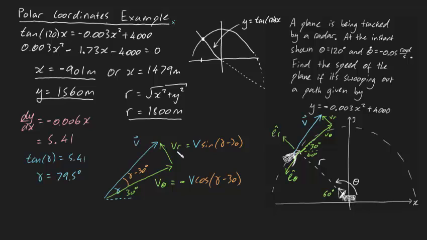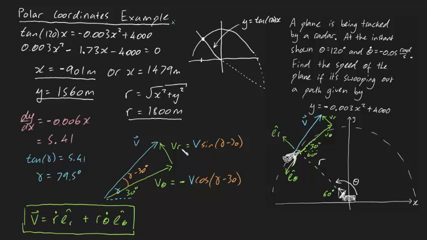So now that we've got VR and v theta, we can use the polar coordinates formula, and let me draw it for you in case you've forgotten, which states that the velocity vector can be written as r dot er plus r theta dot e theta. This is the formula we're going to use. And you might be thinking, well, how do we apply this formula to what we've got here? Well, VR is the velocity in the radial direction, which is r dot, and v theta is the velocity in the theta direction, which is r theta dot. We just equate these two together.